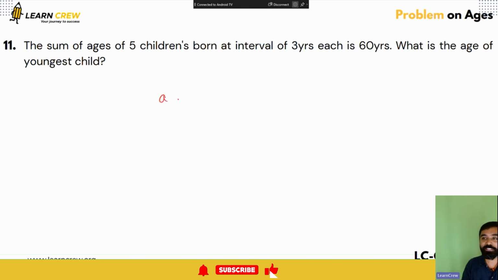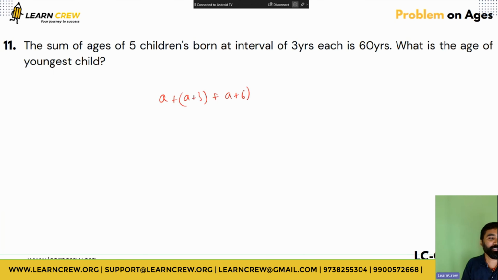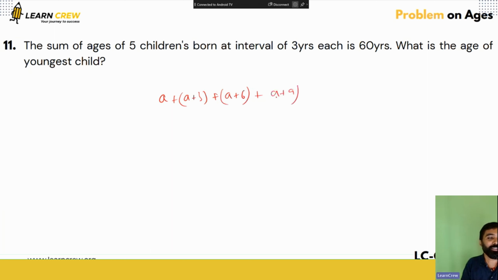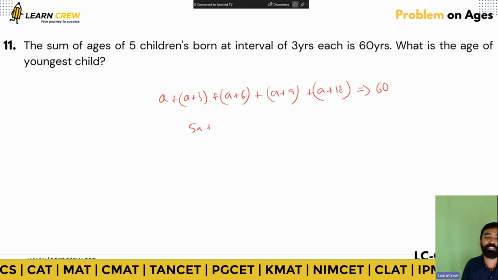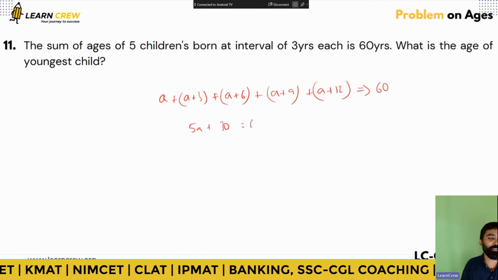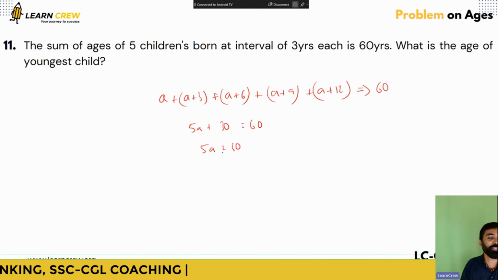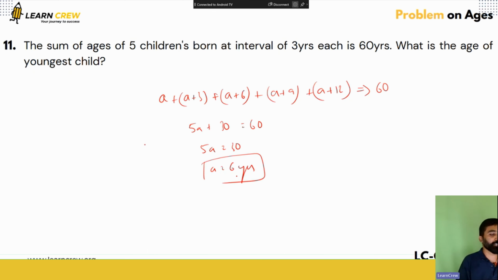So A is the first child. Second child is A plus 3. Third child is A plus 6. Fourth child is A plus 9. Fifth child is A plus 12. Sum of their ages is 60. It is nothing but 5A plus 9 plus 9, 18, 18 plus 12, 30. 5A plus 30 equals 60, or 5A equals 30, or A equals 6 years. The age of the youngest child is 6 years.